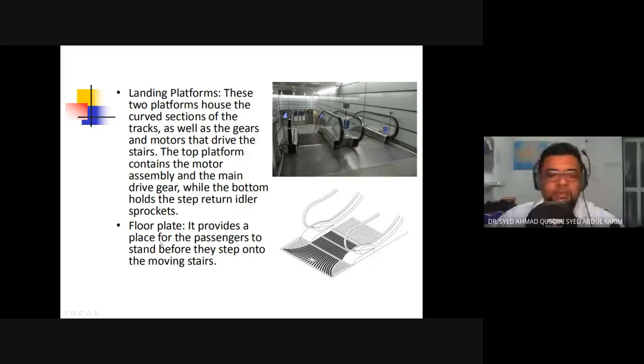And then we have the floor plate. This is the floor plate. It's just before we step onto the steps. It provides a place for passengers to stand before they step onto the moving stairs.